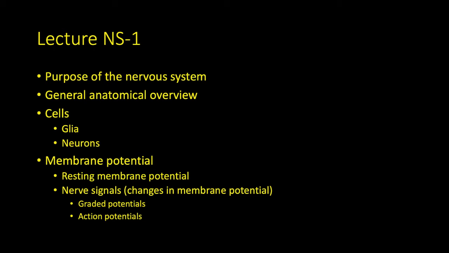Nervous system. In this lecture, we're going to start by talking about the overall purpose of the nervous system and go through a general, very general anatomical overview. We'll then go over several kinds of cells involved in the nervous system, that being glia and neurons. We'll talk a little bit about the different kinds of glia, not very much. And we'll then start going over how membrane potential is relevant to the nervous system. We'll start with the idea of resting membrane potential, and then talk about two different kinds of changes in membrane potential, which you can think of as nerve signals, that being graded potentials and action potentials.